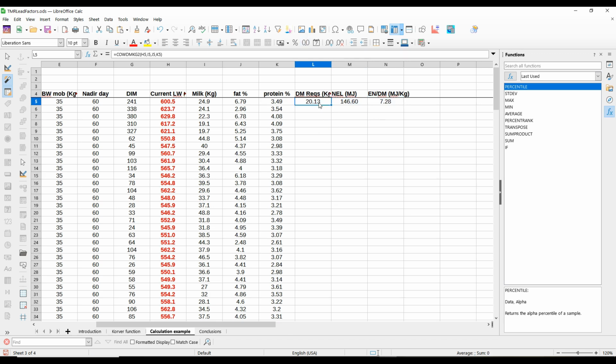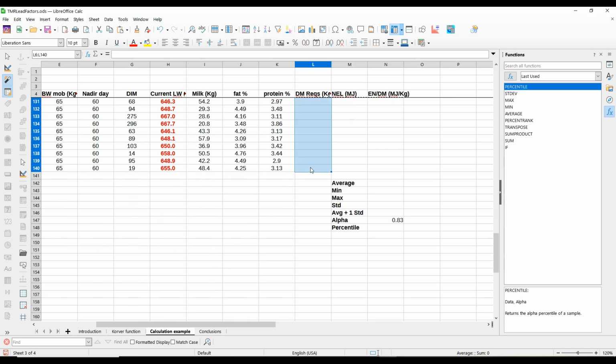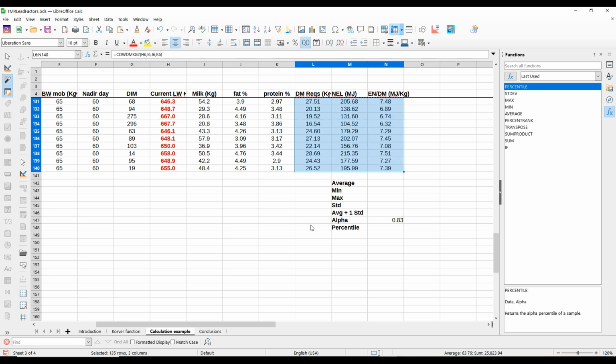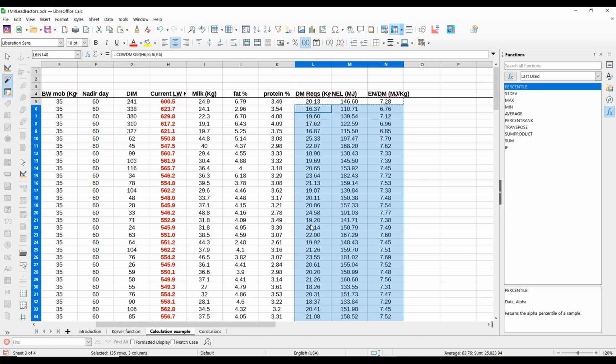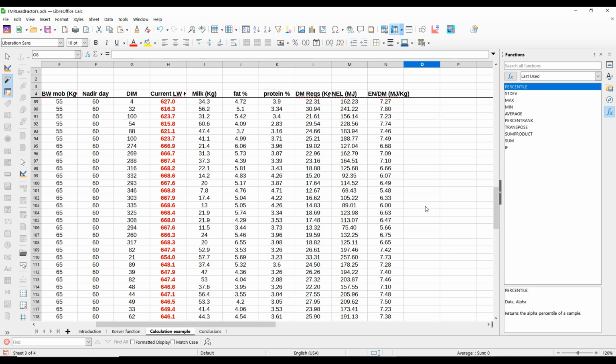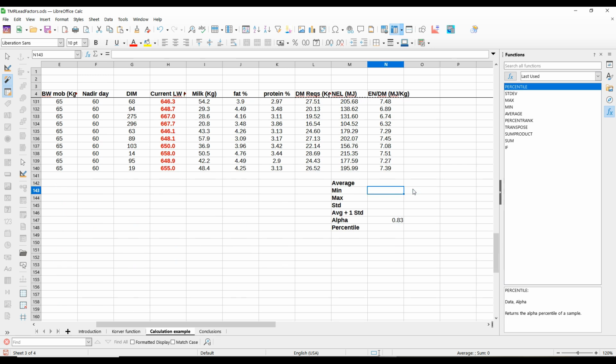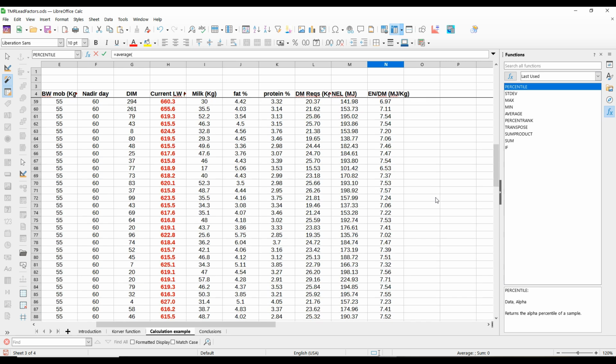Okay, and without much effort we can copy paste the outcome here. Now assume we have one group of all the animals are grouped in a single group, and we'd like to calculate the specifications of the TMR. Let's calculate the average of this column.